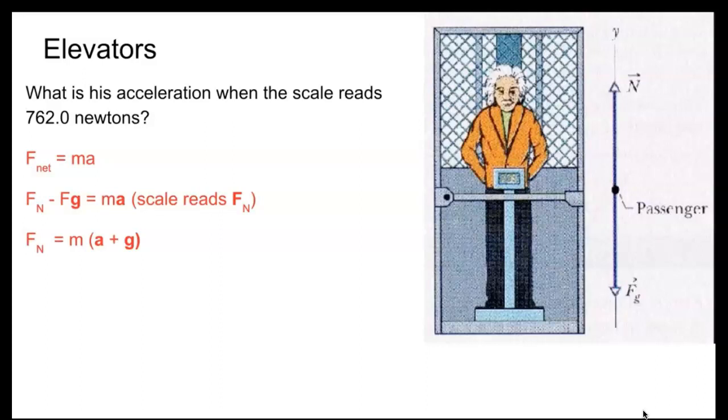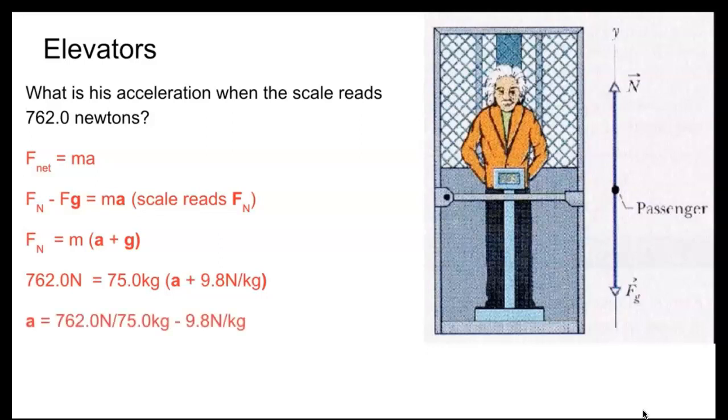In this step, I'm looking for the acceleration of this person. So I put in all the things I know. The scale reads 762 newtons, his mass is 75.0 kilograms, and the gravitational field strength is 9.8 newtons per kilogram. Then I solve for a. The acceleration is 0.36 meters per second squared.